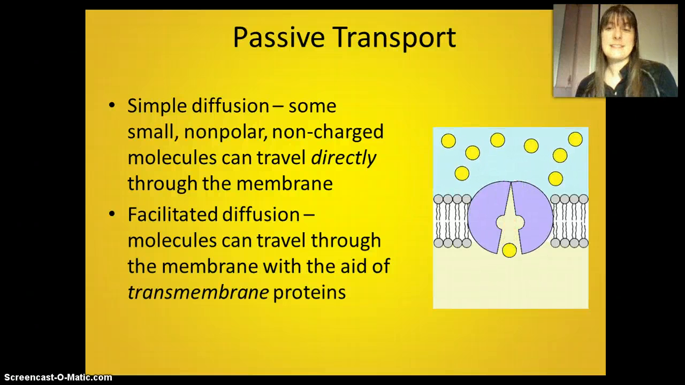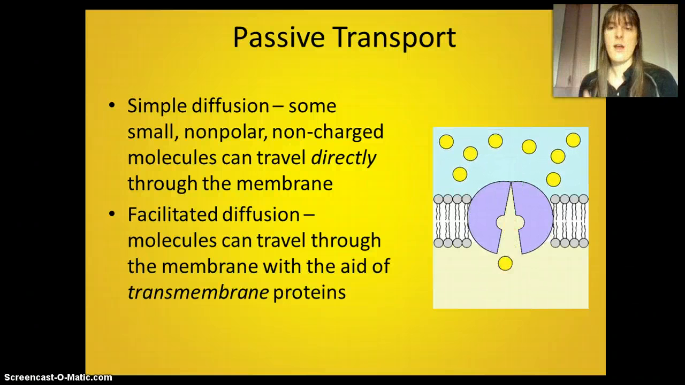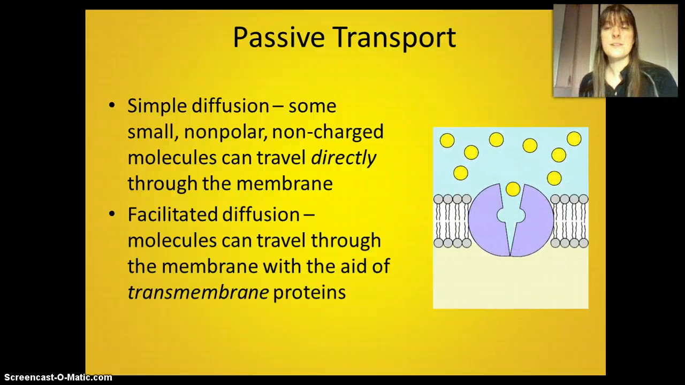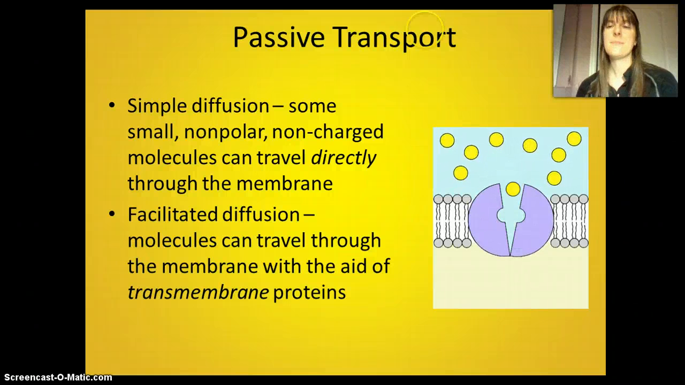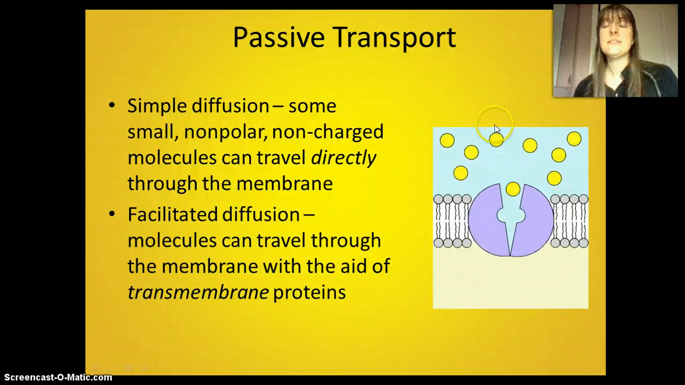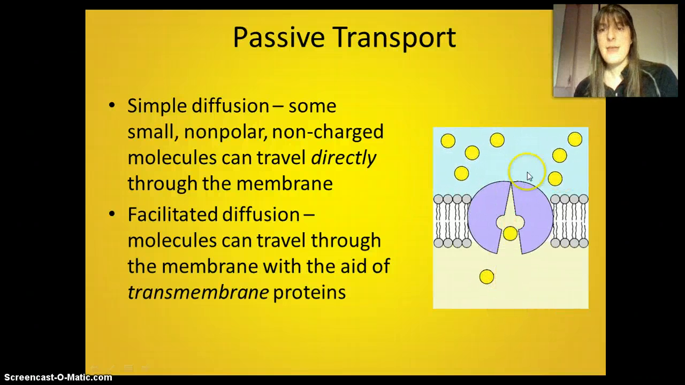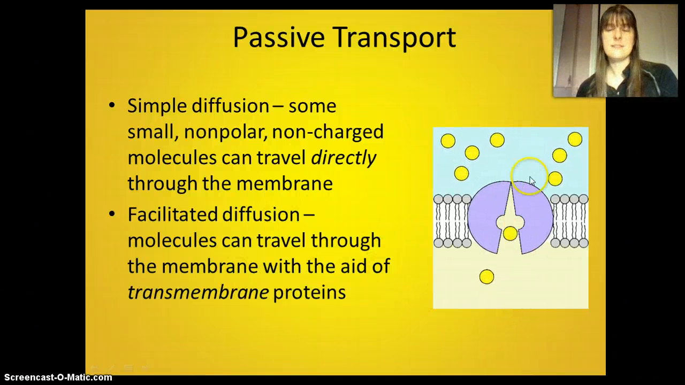So instead, they're going to get some help from some proteins. Sometimes we call these transmembrane proteins, meaning they go across. Sometimes we call them pores. Sometimes they are helper proteins. But these proteins are going to allow certain things through the membrane. That's what this image here is showing. Notice we have a high concentration and a low concentration. So these things are moving with their gradient, but they need this protein to allow them through the membrane. That is called facilitated diffusion.